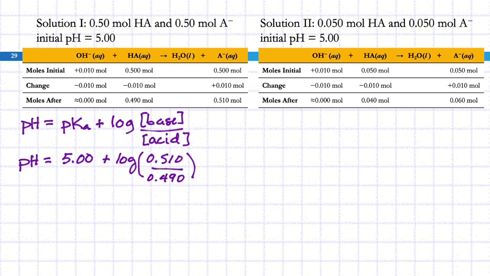5 plus the log of 0.51 divided by 0.49. So here our new pH is 5.0174. So let's calculate that for the other solution. This also has a pKa of 5. And this has an initial pH of 5 also because it starts with equal amounts. But after we add hydroxide, it's not equal anymore.